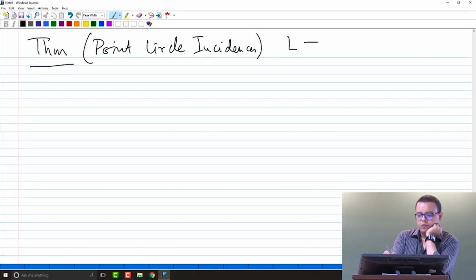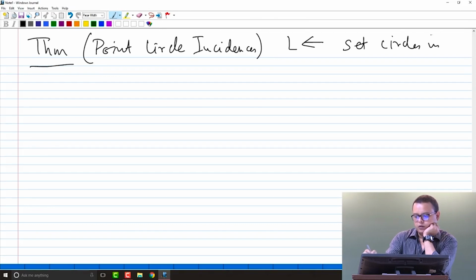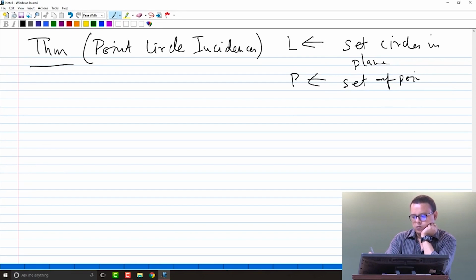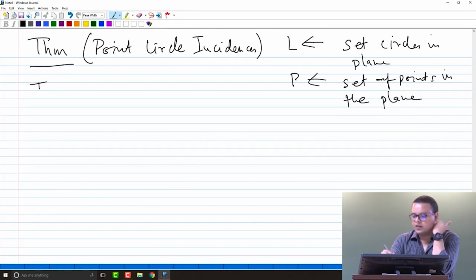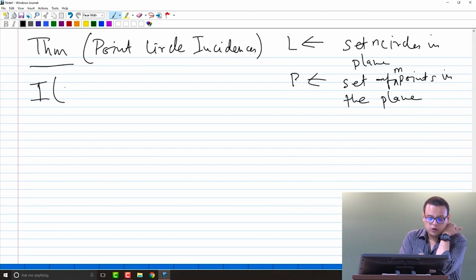Let L be a set of circles in the plane and P a set of points in the plane, and you have similar bounds. Let us say you have a set of n circles and a set of m points. Again, you have similar bounds.